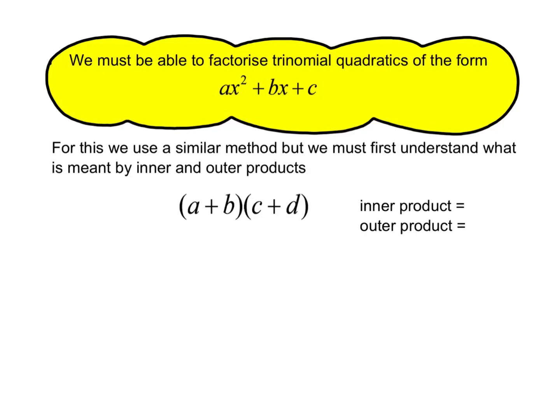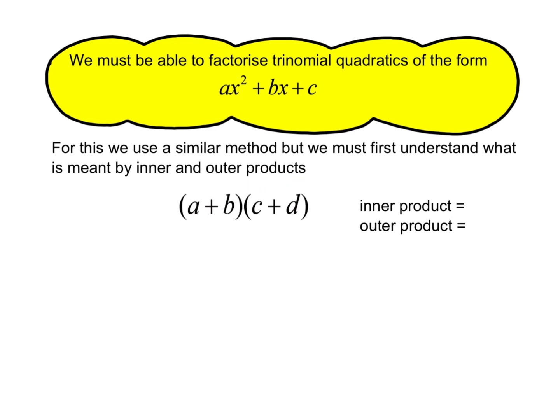Now we've looked at factorising the easier trinomial quadratics. We're going to look at the ones that can be considered possibly slightly harder. Now the difference with these ones is that they'll generally have a number other than 1 directly in front of the x squared term. So you might have like 2x squared, or 3x squared, or 4x squared there at the start. For this we use a similar method, but to do this we need to understand some new terms. So the two terms we need to understand are inner and outer products.